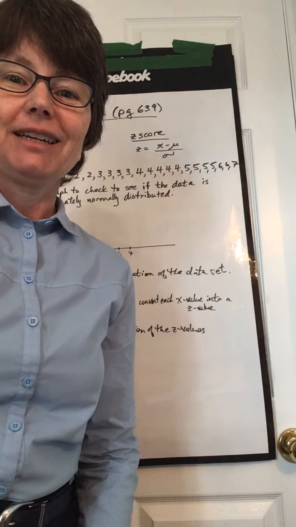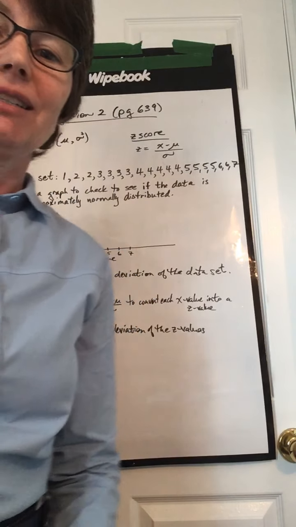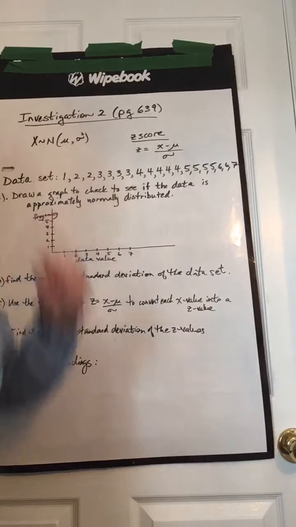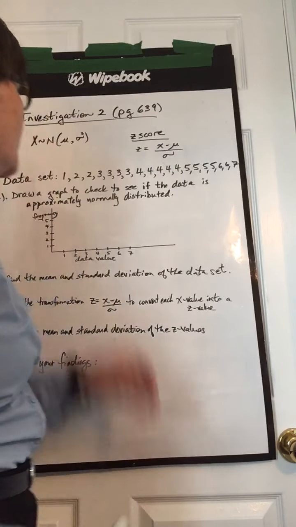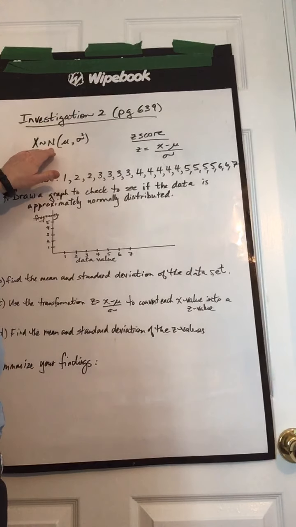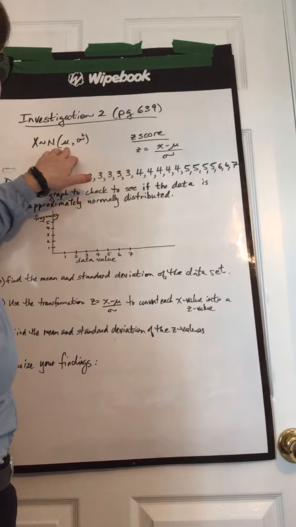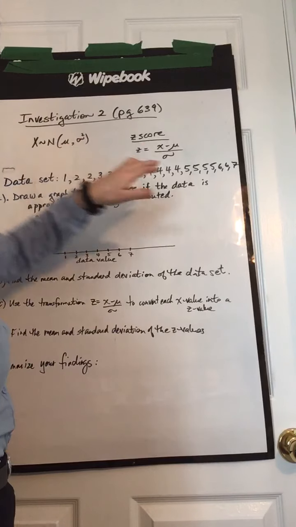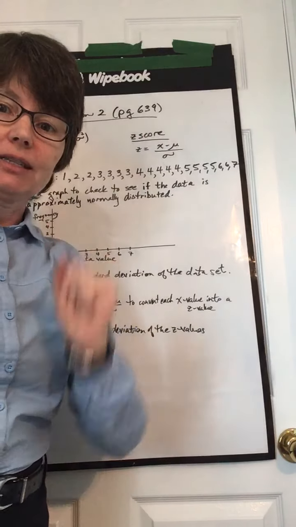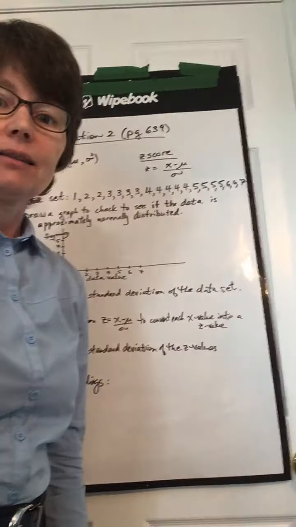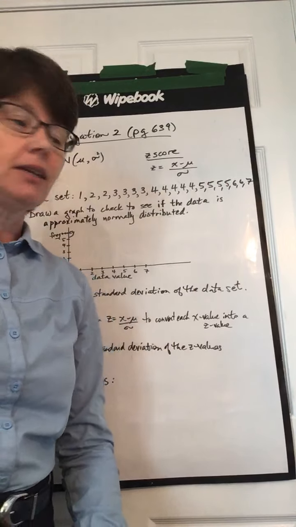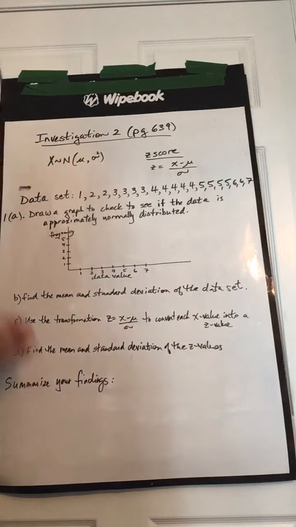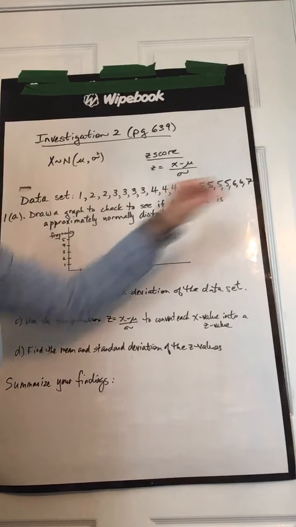Hello everyone, we're looking at investigation number 2 on page 639, dealing with the standardized normal distribution. So we have a data set that is normally distributed with a mean and a variance, and we know now that the z-score is x subtract the mean all divided by the standard deviation. So our first task, there's our data set.